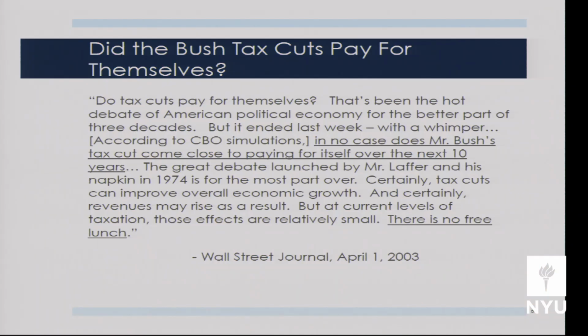And this is a piece from the Wall Street Journal back in 2003, right after the passage of the second tax cut of the early 2000s. And it says, do tax cuts pay for themselves? That's been the hot debate of American political economy for the better part of 3 decades. But it ended last week with a whimper. According to CBO simulations, in no case does Mr. Bush's tax cut come close to paying for itself over the next 10 years.